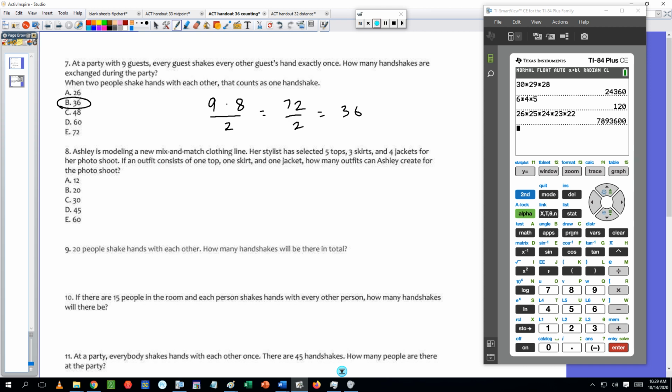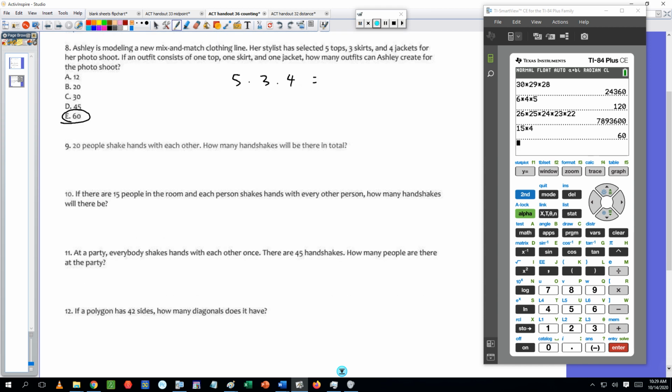Ashley is modeling a new mix and match clothing line. Her stylist selected 5 tops, 3 skirts, and 4 jackets, and it's going to be 1 of each. So 5 times 3 times 4. 5 times 3 is 15. 15 times 4 is 60. Your answer is E.